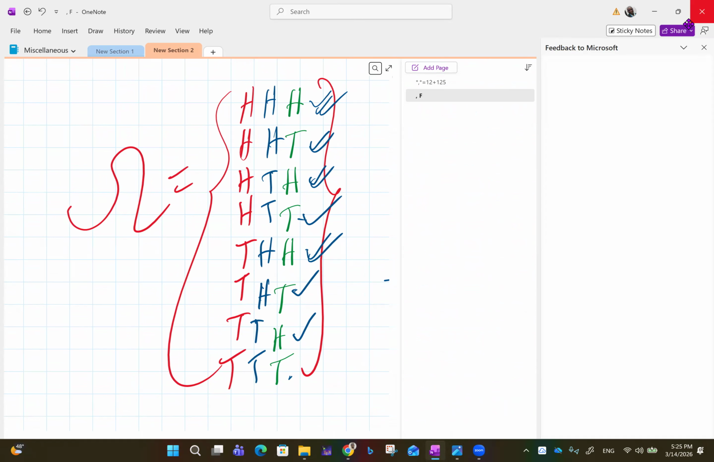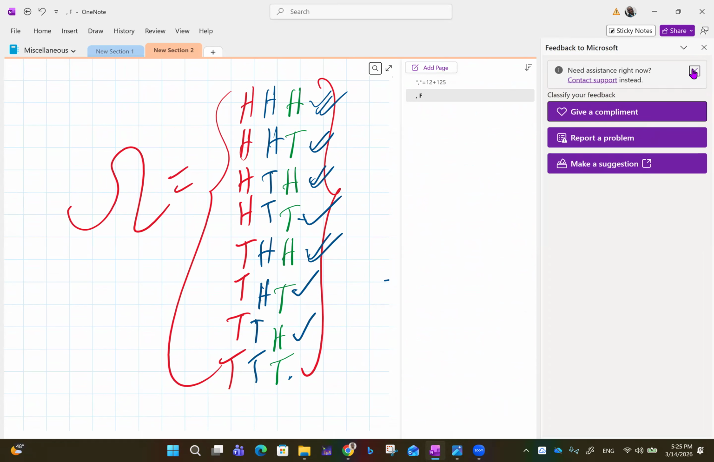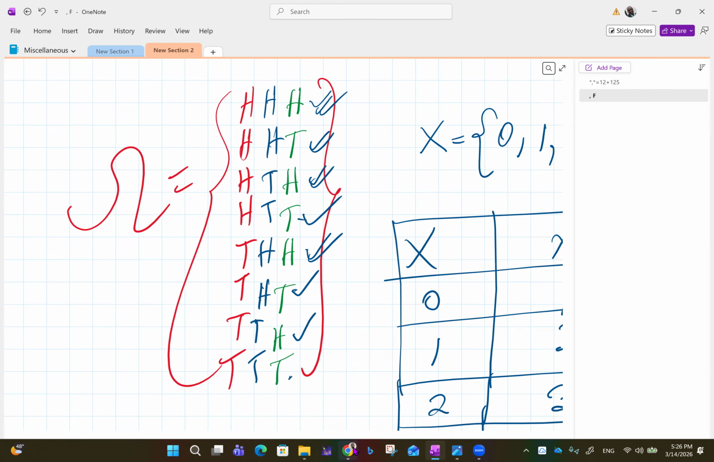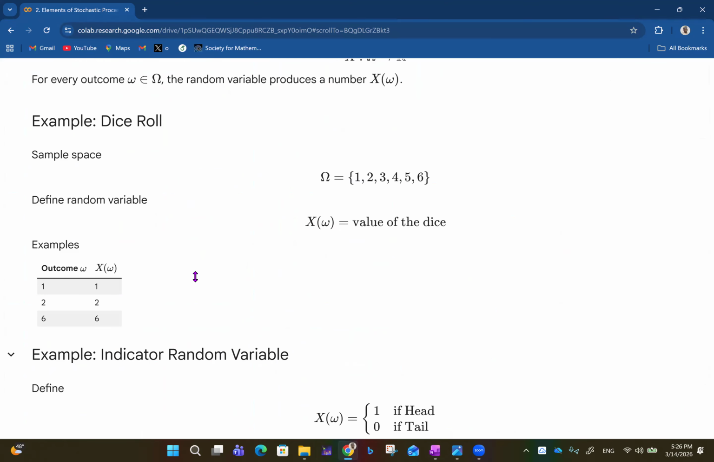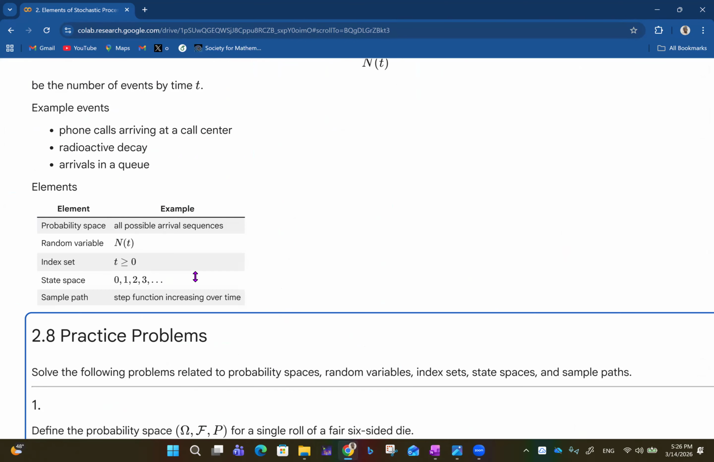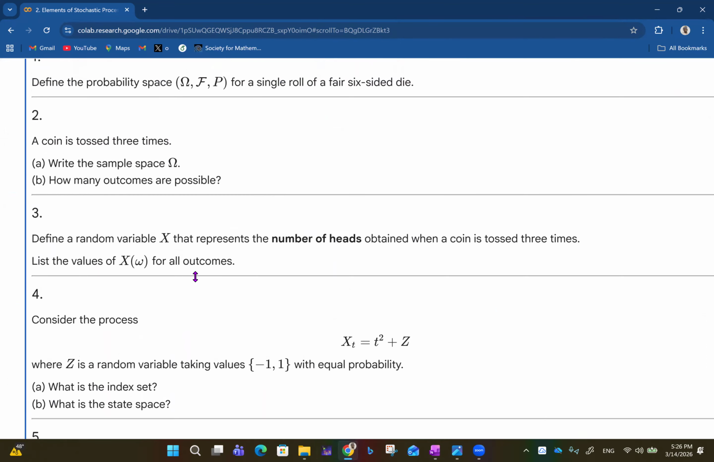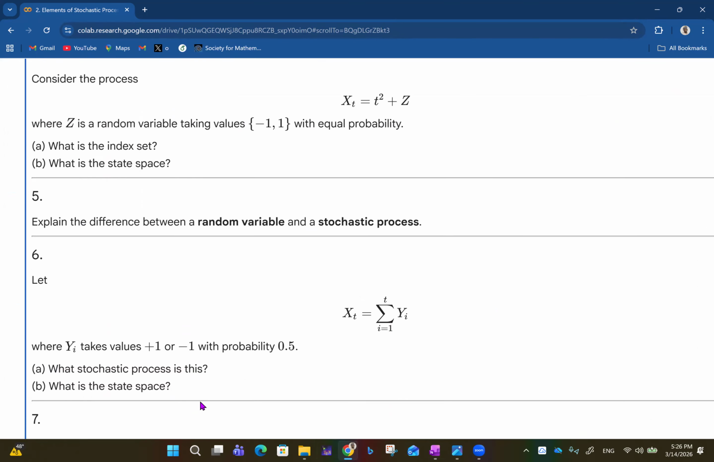All right. So back here. Consider the process X of t equals t squared plus Z, where Z is a random variable taking values -1 to 2 with equal probability. What's the index set? What's the state space and all that? Yeah, you can check that out.